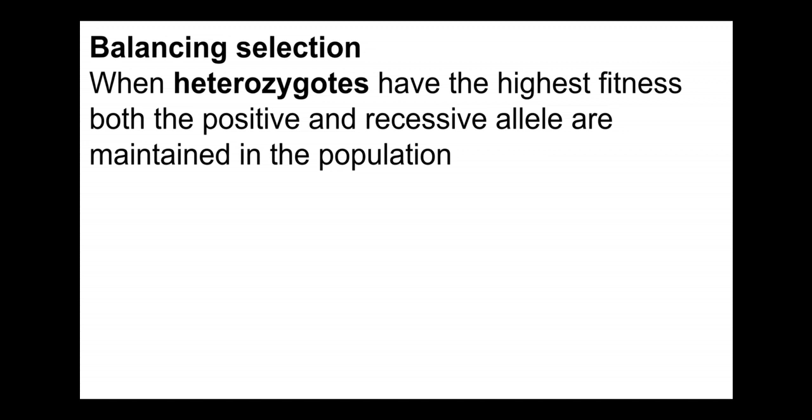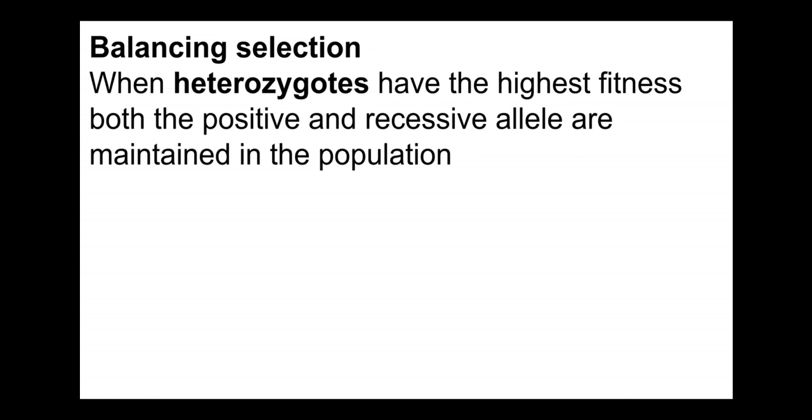Balancing selection is somewhat similar to stabilizing selection, but stabilizing selection applies to quantitative traits. It applies to traits that we measure with a ruler or weigh on a scale, things like weight, mass, height, birth weight, size. Balancing selection refers to qualitative or discrete traits, like having sickle cell anemia or not, and it's when the heterozygotes have the highest fitness.